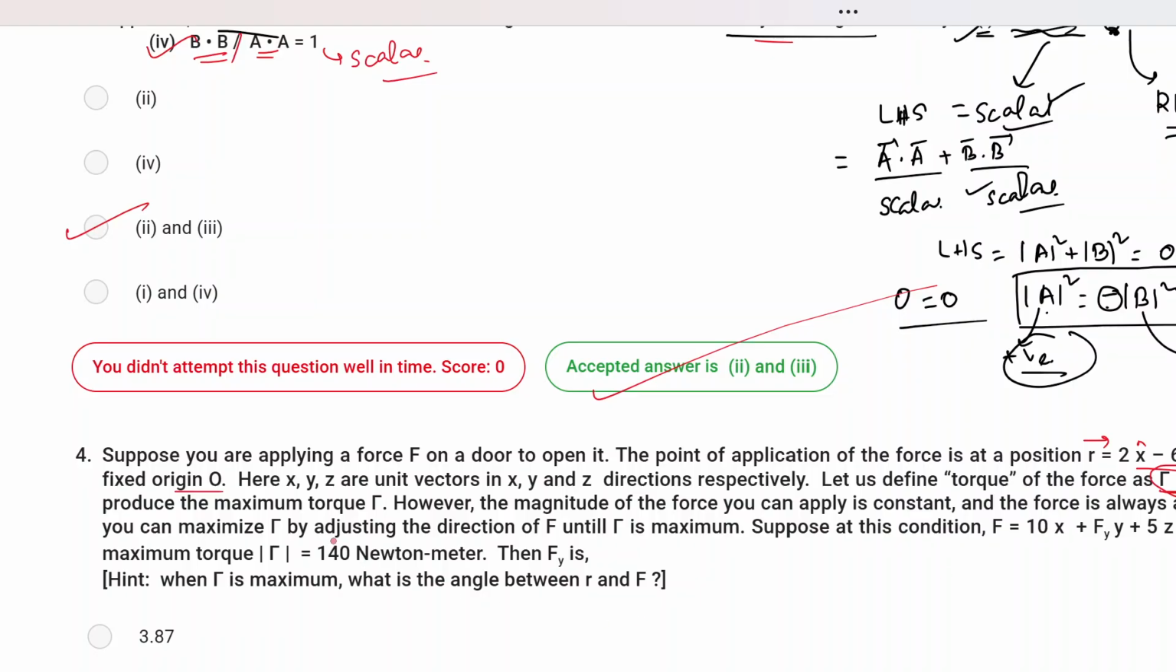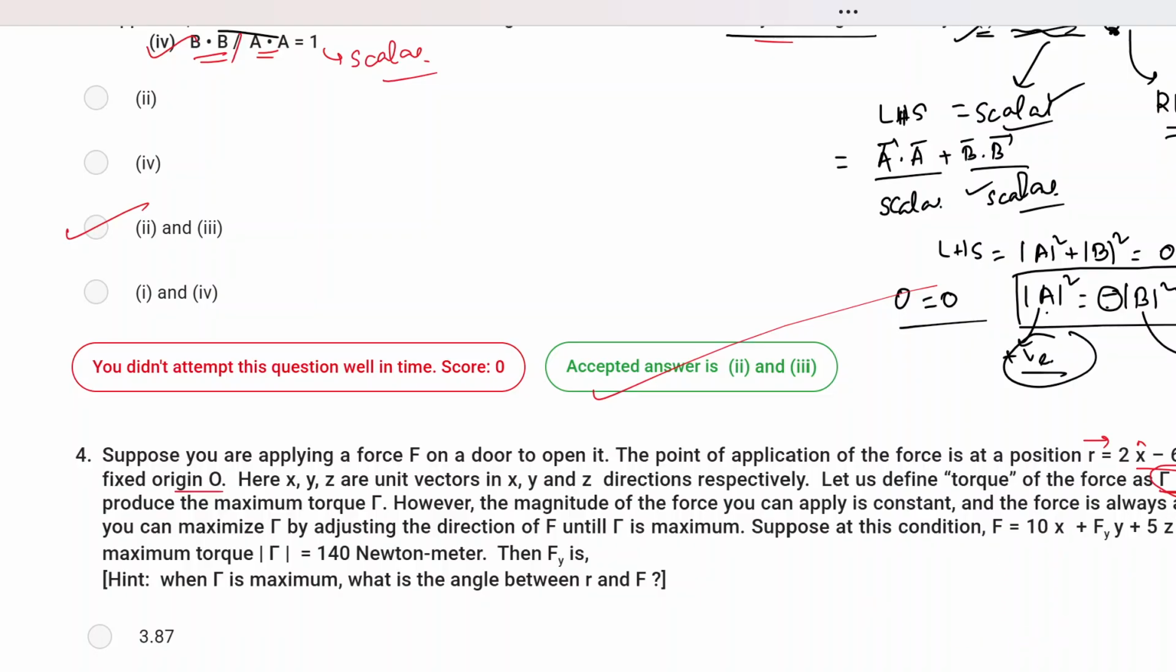Now suppose that you want to produce the maximum torque tau. However, the magnitude of the force you can apply is constant. Then the force is always applied at the same point P. Then you can maximize tau by adjusting the direction of f until tau is maximum. Okay, so let us break down what they are trying to tell us. That you have your dimensional coordinate system, x cap, y cap and z cap, and you have a position vector r vector, which is expressed by 2x cap minus 6y cap plus 10z cap. This is your origin O.